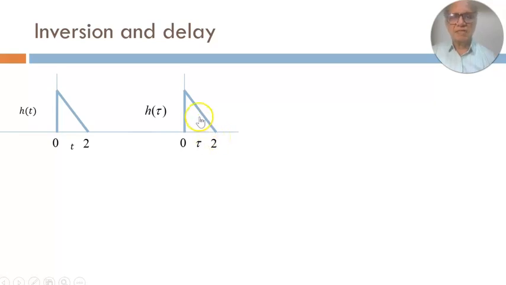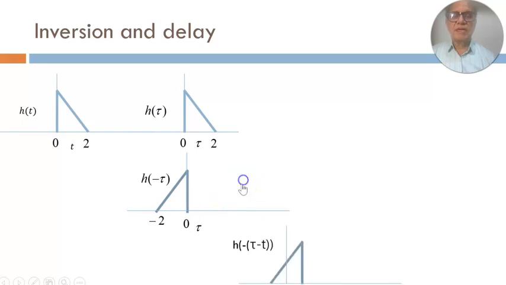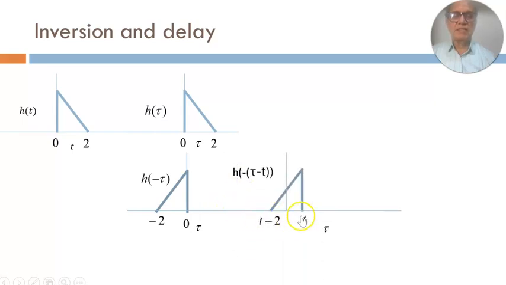Now we invert this. That means around the y-axis we perform the rotation of 180 degrees. So instead of starting from 0 and ending on 2, it will start from -2 and end on 0. That's how it will look. This inversion we have studied before, and h of minus tau will look like this. Now you have to delay this by t. So the whole waveform shifts to the right by t and looks something like this.